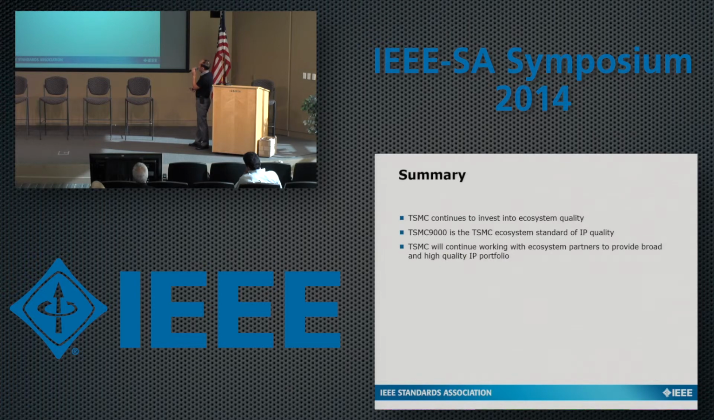So my last slide here: we continue to invest very heavily in ecosystem quality. TSMC NiTile is our system for ensuring the quality of the IP for customers. And we continue to work with a lot of the IP ecosystem to make sure that we continue to provide this high quality IP to the customer. So that's my talk for today.